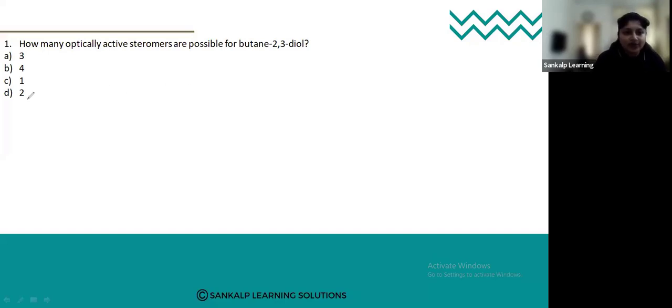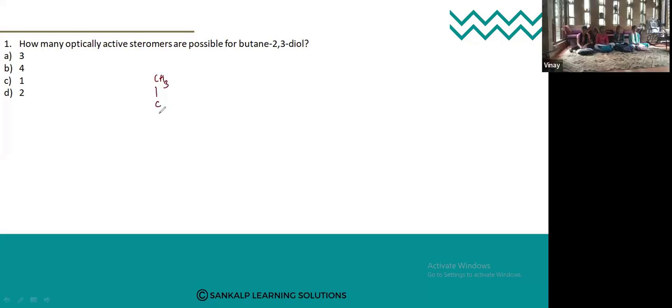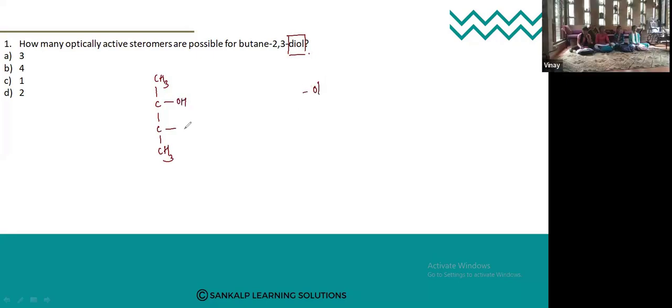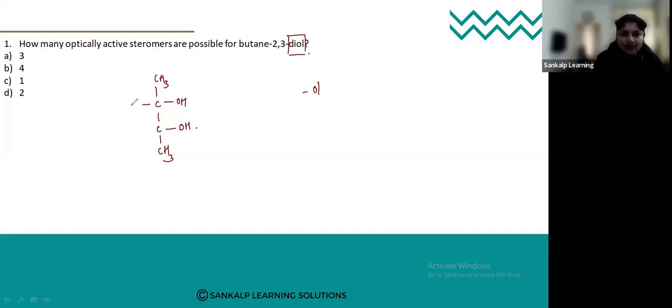Firstly, you need to know the structure of butane 2,3-diol. Butane means a compound with 4 carbon atoms, so CH3, then C, C and CH3. Now at the second and third positions we have diol. Diol means two alcohol groups. So this is the compound, butane 2,3-diol. At the 2 position and 3 position, you have the OH group.